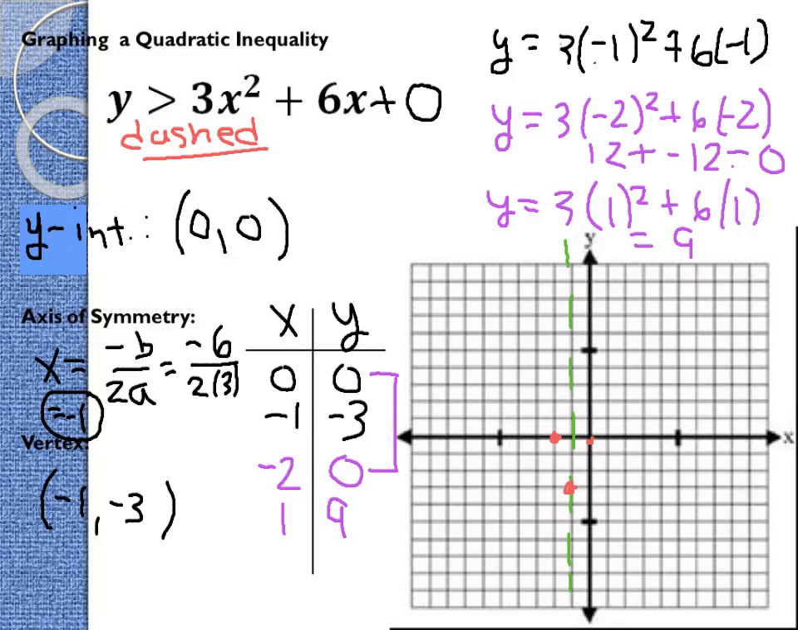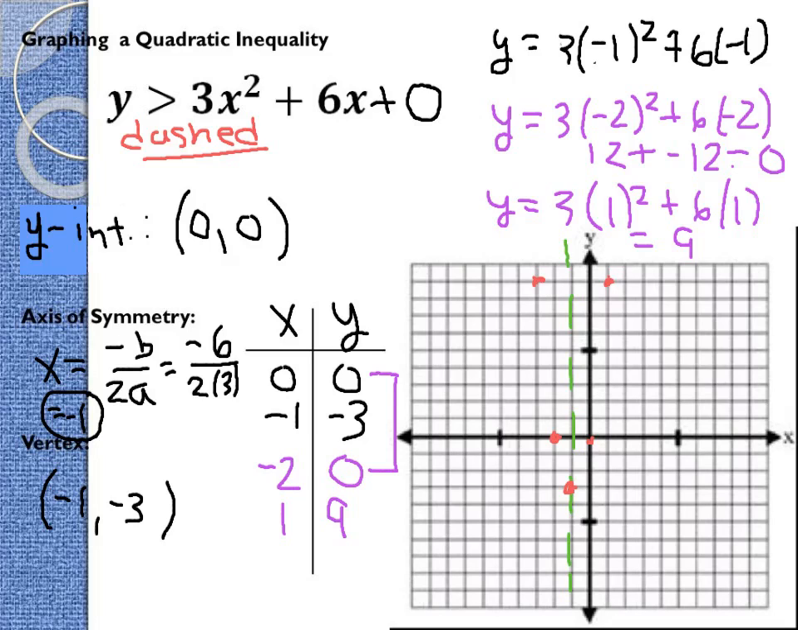And I have 1, 9, which is 1 to the right of 1, 2, 3, 4, 5, 6, 7, 8, 9. And that gives me this point here. I can reflect this point across by noting that it is 2 to the right of the axis of symmetry, so I can move 2 to the left, and that gets me my last point here.